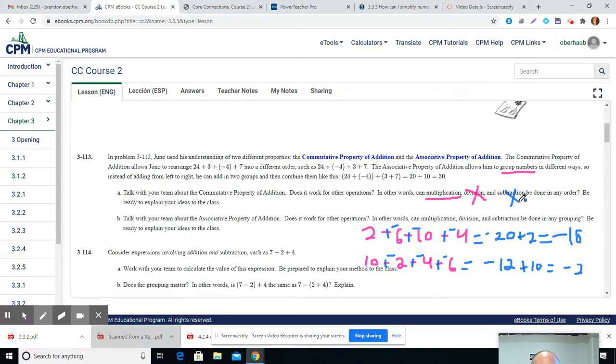So the commutative property works for multiplication. It also works for addition. Those are the only two where we can switch stuff around and the order isn't going to matter.